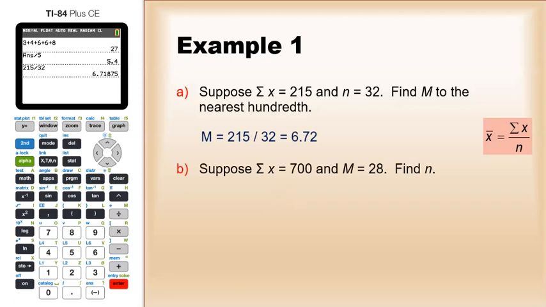Now instead, suppose we have the sum and the mean, the sum is 700, the mean is 28, and I want to find the count. Well, you can take an alternate version and say that the count is the sum divided by the mean. So if I go with 700 divided by 28, I can see there had to have been 25 values.